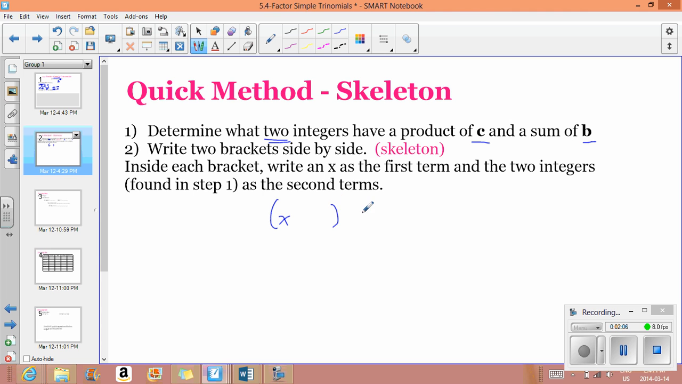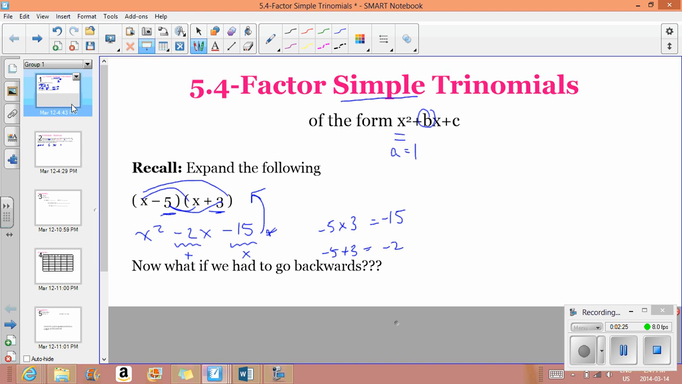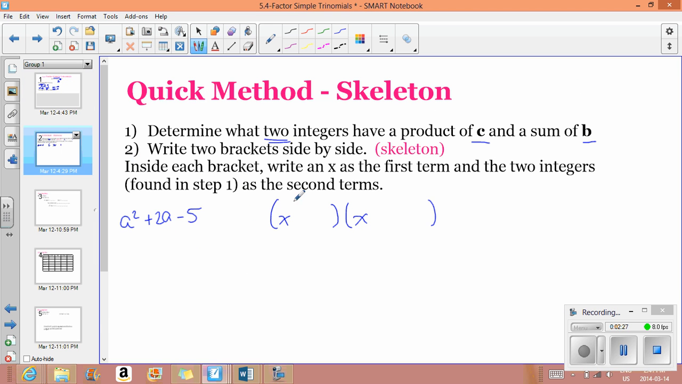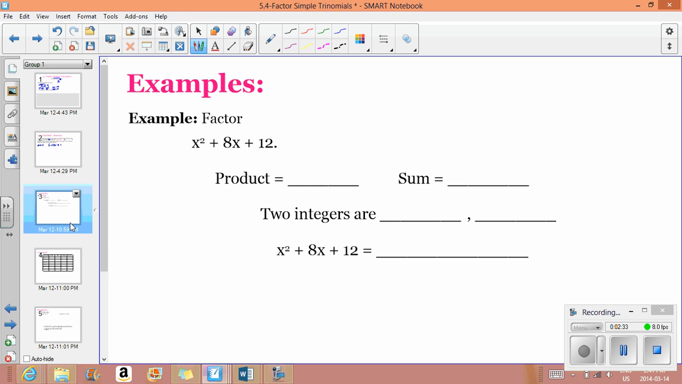Once you have those, you have to do the skeleton, which is just to try and remember it. This is what your skeleton will look like, or whatever variable you were using. If it was a squared plus 2a minus 5, then this would not be an x, it would be an a. So this is your skeleton, and once you find your two integers from step 1, your integers would go in there. For example, in the last one, the integers were negative 5 and 3, so it would go x minus 5 and x plus 3, and then you'd have it factored. So it's fairly simple. We'll try it with this one.